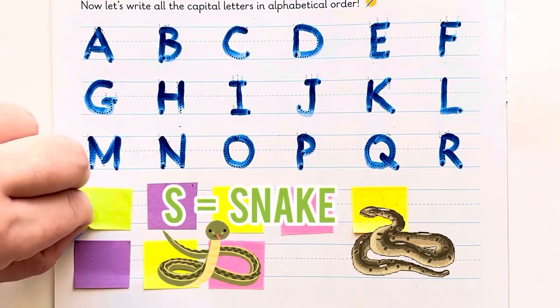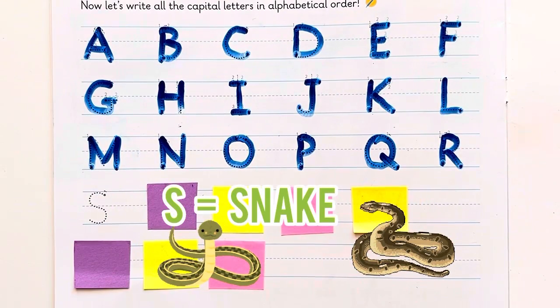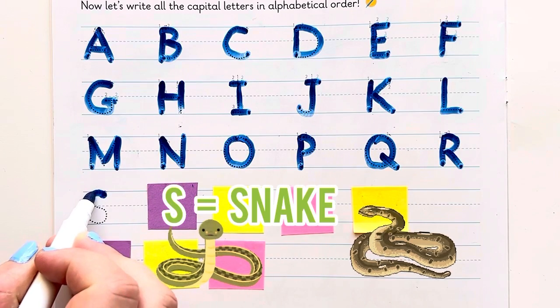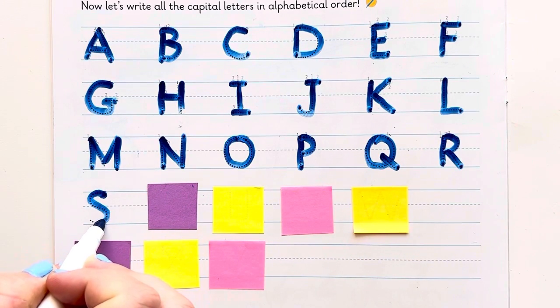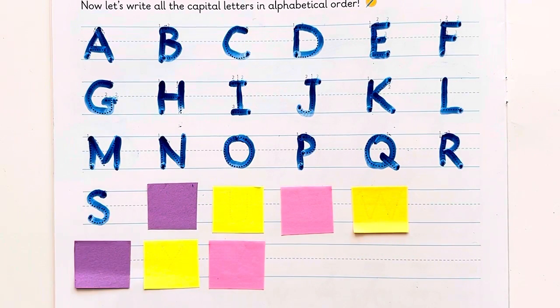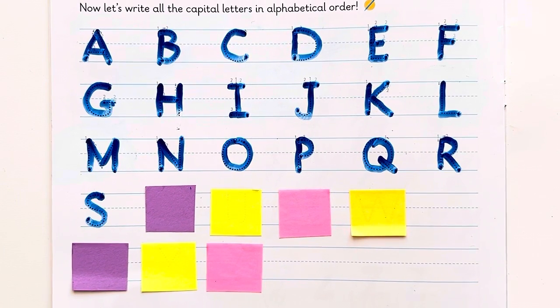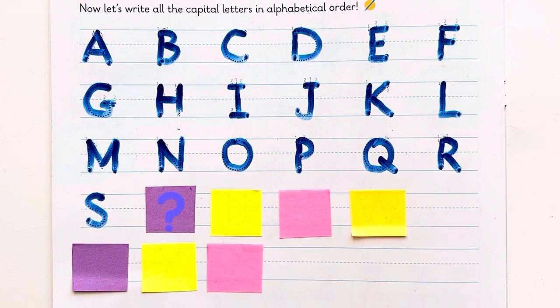The letter S for snake. We do a curved line and another curved line at the bottom. Well done. Which letter comes after S? Shall we read them all together again to help you?